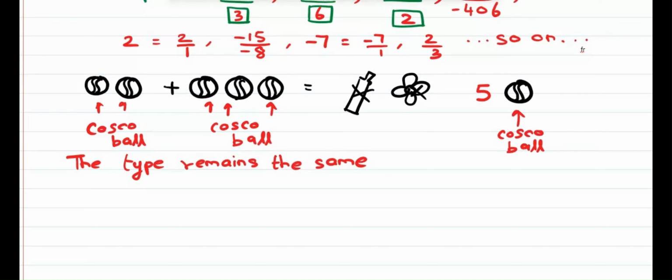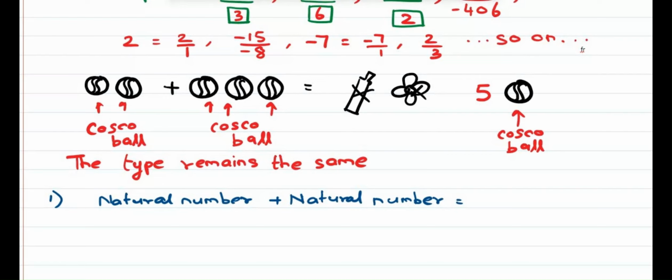Now we know this. Can we extend this idea to mathematics? If I say I have a natural number and I add another natural number to it, what would I end up with? Would I end up with a whole number, an integer, or some other sort? Of course they are integers also, but in particular we will end up with a natural number.